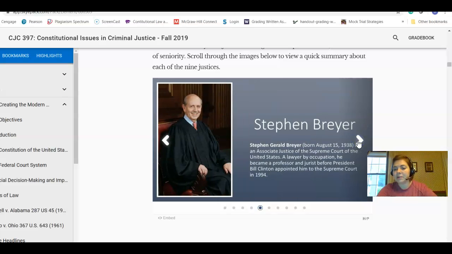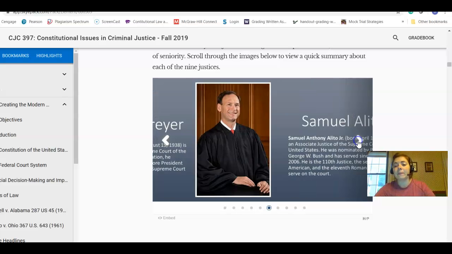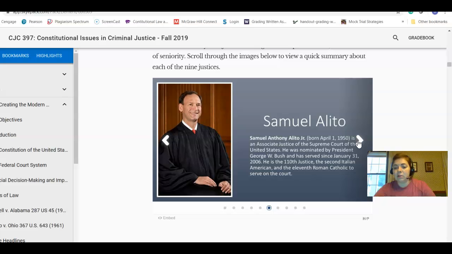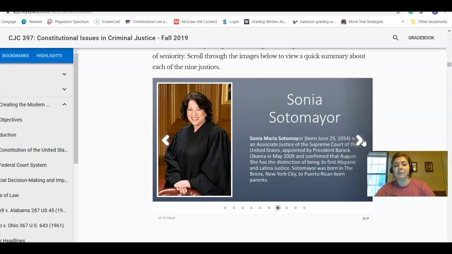Justice Stephen Breyer is one that not many people have heard of. He is a law professor, and he's written some books about constitutional interpretation that are really engaging and interesting. Justice Alito was nominated by George W. Bush and has been on the court since 2016. He is largely quiet and keeps to himself. He's not out in the spotlight very frequently.